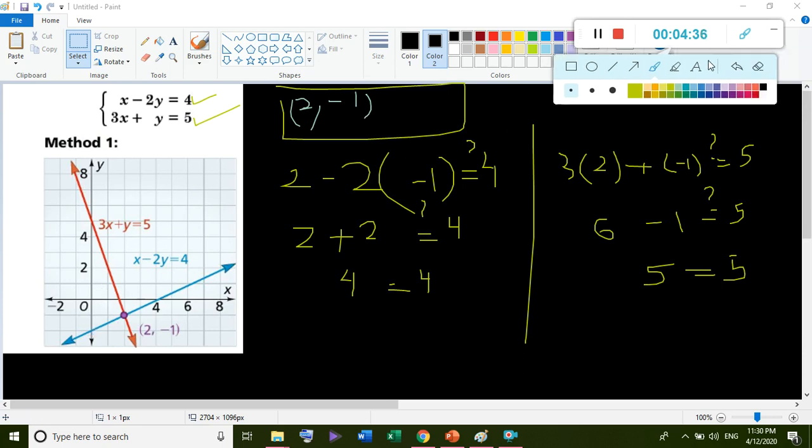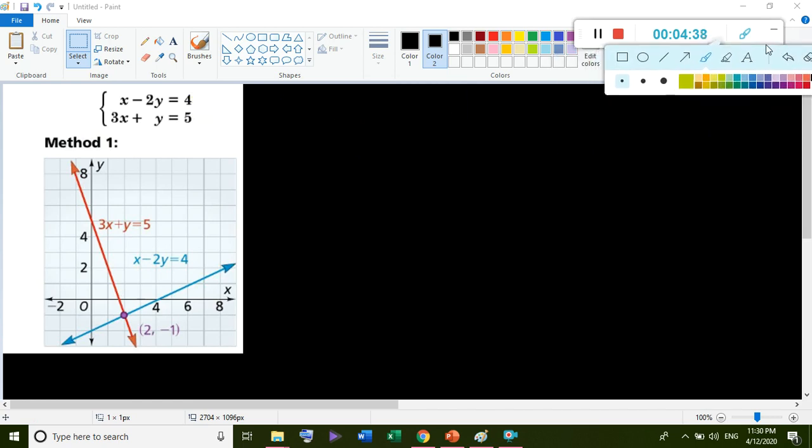Let's see the table method. As we said, you can either make it on the calculator or make it manually. But first of all, you're going to change both equations into slope-intercept form, which is y equals mx plus b. For the first equation, we move everything away from y. So x minus 2y equals 4. This is the first equation.